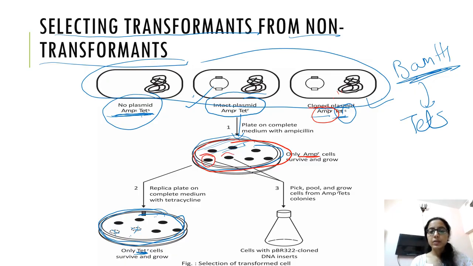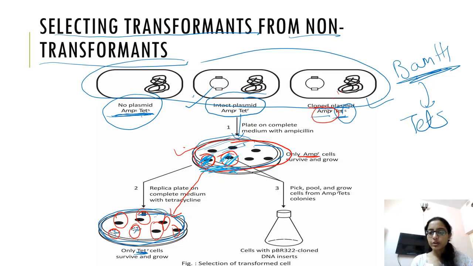These are the transformants which will not grow on tetracycline-containing media, because they are killed by tetracycline. They only have the ampicillin resistance gene, so they will grow on ampicillin-containing plates. So we will not select those which grow on tetracycline, but we will select those which are not growing on tetracycline. These are our transformants which are growing on ampicillin-containing media.